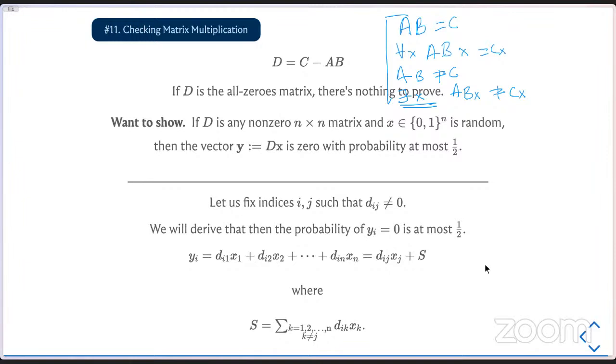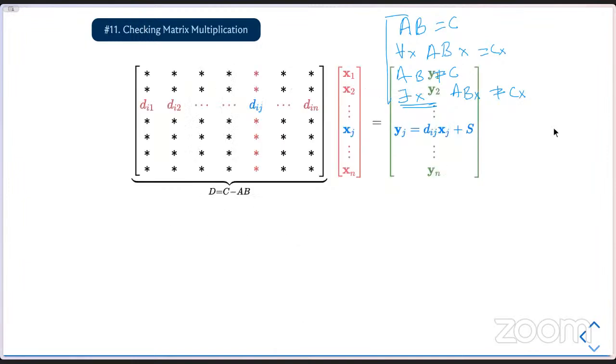Or in other words, if D is non-zero, we want DX to also be non-zero. This is, I think, also what's there on the annotation, but just written in terms of matrix differences. So we are hoping that DX ends up being non-zero with probability at least half. And for this, actually, let me just skip ahead a little bit.